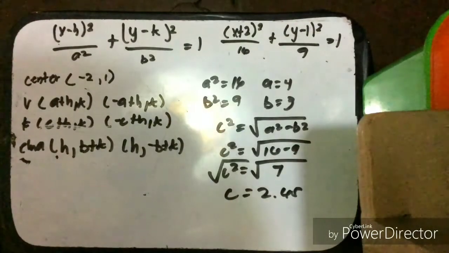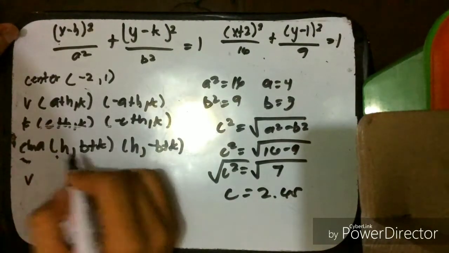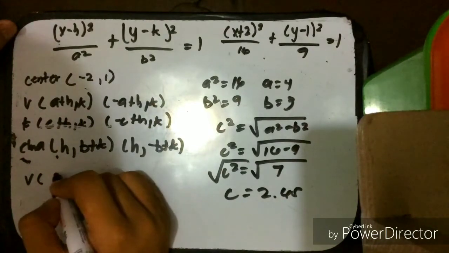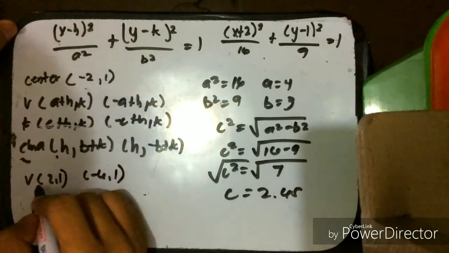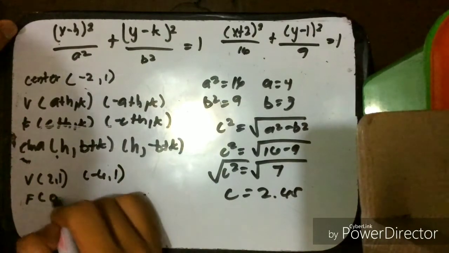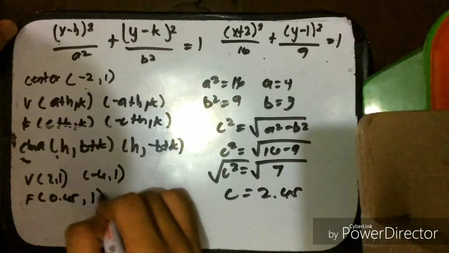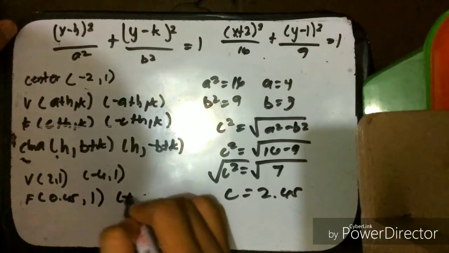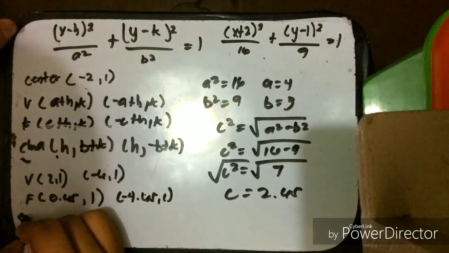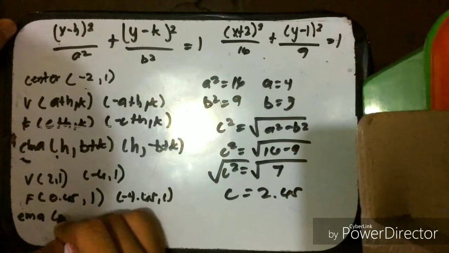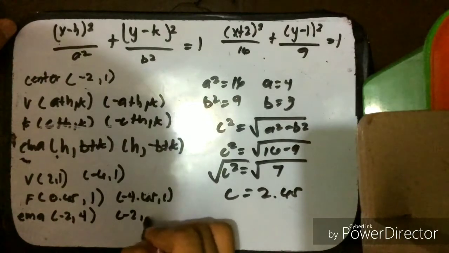So now we will substitute it. For the vertices, we have 2 and 1 and negative 6 and 1, and the foci are 0.65 and 1, then negative 4.65 and 1, and the endpoints of the minor axis are negative 2 and 4, then negative 2 and negative 2.